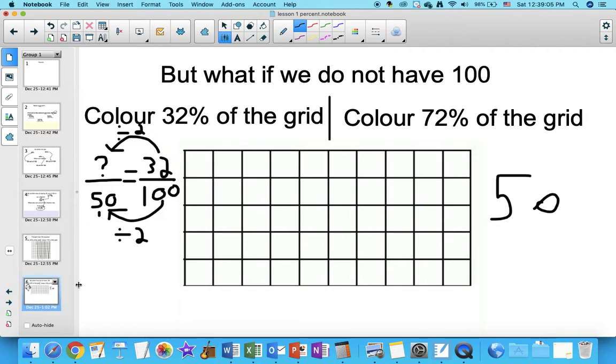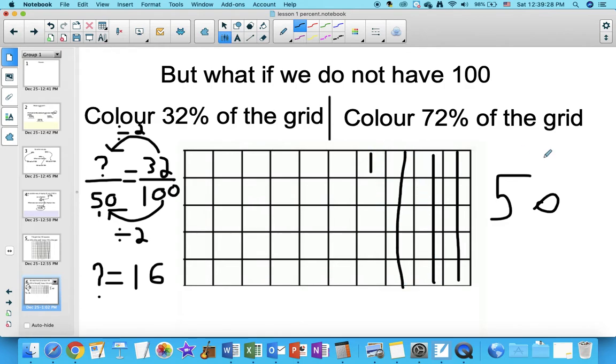Well, 32 divided by 2, that question mark must equal 16. And if you put that into a calculator, you'll see that 16 is 32% of 50. So, 32% of 50. So I color in 16 squares. So that's 5, 10, 15, boom. And that's it. And that's how you would show your work, right?